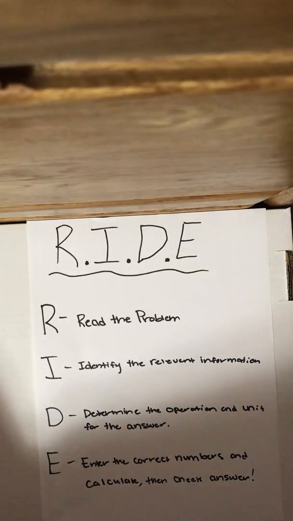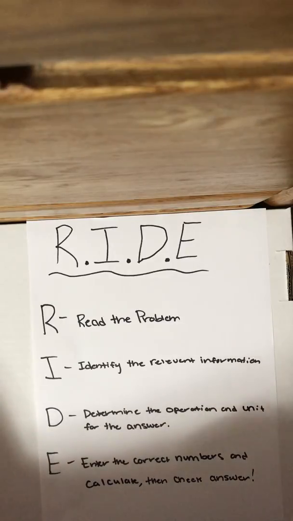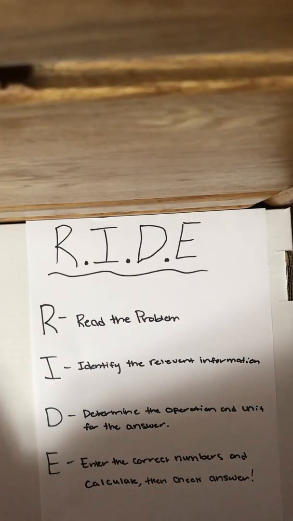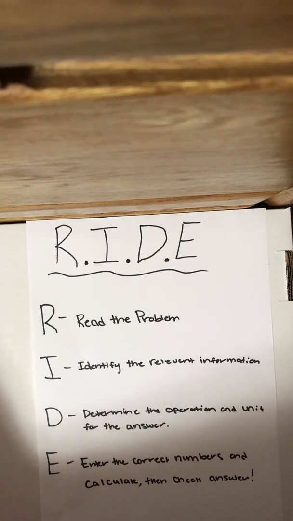Okay, so today we are going to be using the RIDE problem solving strategy to solve some math equations. What RIDE stands for is: the R stands for read the problem. Next is I, which is identify the relevant information. Next is D, which is determine the operation and unit for the answer. And last is E, which is enter the correct numbers and calculate, then check your answer.